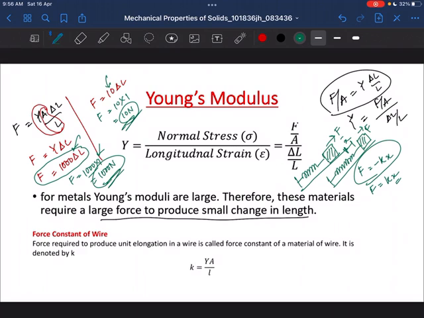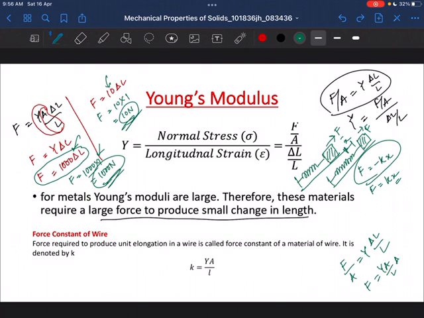So from here what we see, F by A. What formula have we read from Young's modulus? F by A is equal to Y del L by L, right? So now here let us find out F. So F comes out to be what? F is YA by L into del L.